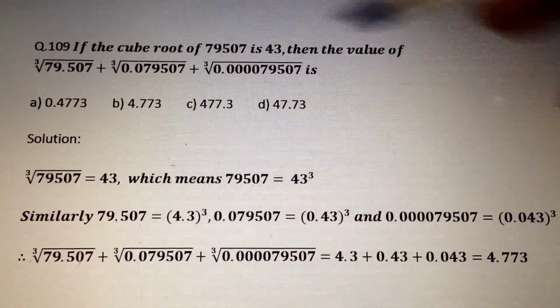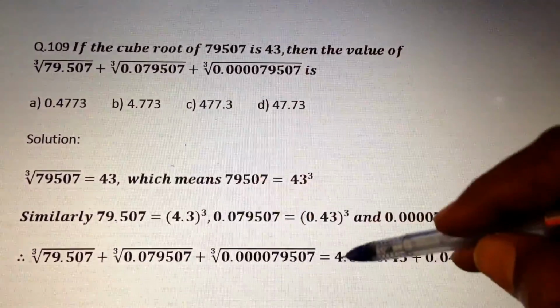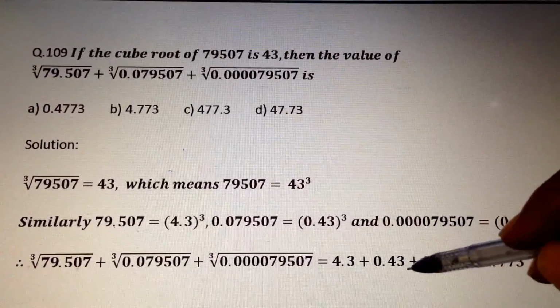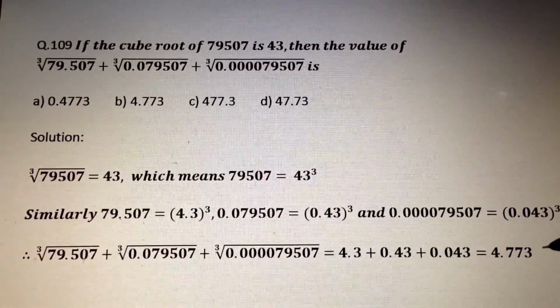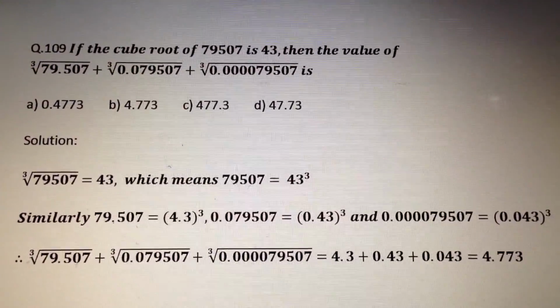Therefore, the value of the required equation is 4.3 plus 0.43 plus 0.043, which is equal to 4.773. So our answer is option B.